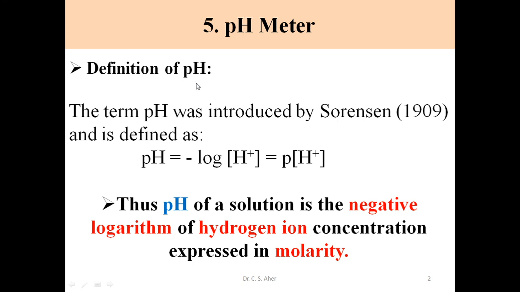What is the definition of pH? This part we completed in the practical course. The term pH was introduced by Sorensen in 1909, and it is defined as the negative logarithm of hydrogen ion concentration, H plus ion concentration, or the potency of the hydrogen ion concentration. Thus the pH of a solution is the negative logarithm of hydrogen ion concentration expressed in molarity.